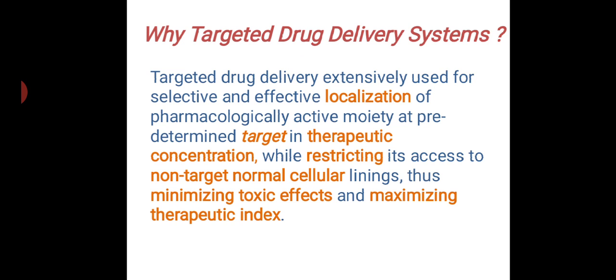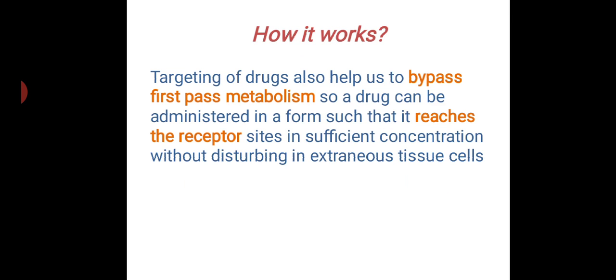And what is the reason for less side effects or minimum toxic effect? That means only a minimum amount of drug is reaching the non-targeted cells. Because of these conditions, the targeted drug delivery system becomes an emerging thing. Now, how does this targeted drug delivery system work?